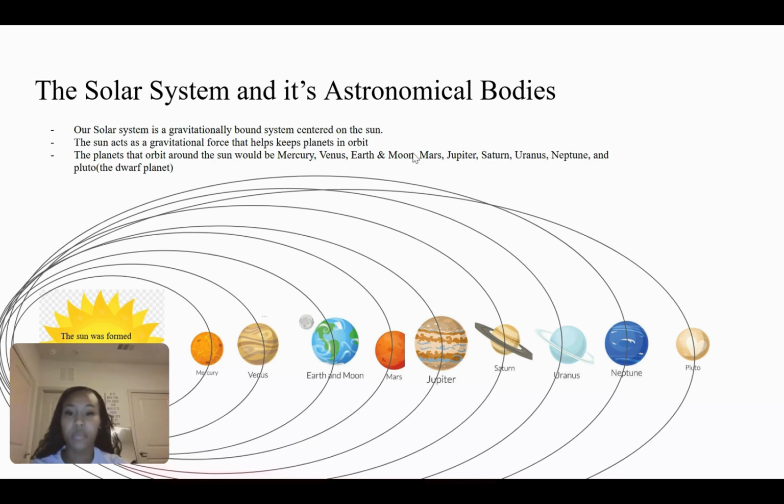So, our solar system is made up of astronomical bodies that are gravitationally bound to the sun. The sun acts as a gravitational force that helps keep our planets in orbit. The planets that orbit around the sun are Mercury, Venus, the Earth and the Moon, Mars, Jupiter, Saturn, Uranus, Neptune, and the dwarf planet Pluto, while also other things such as other moons to other planets, asteroids, comets, and things like that.